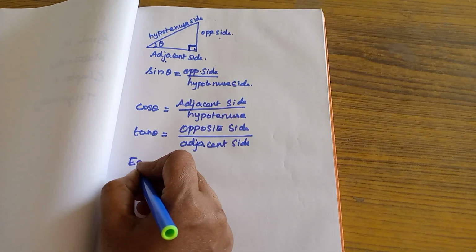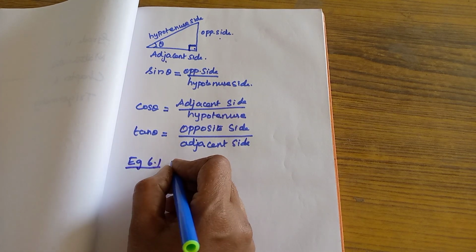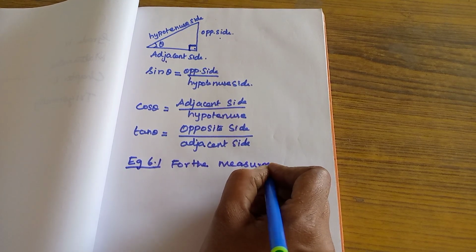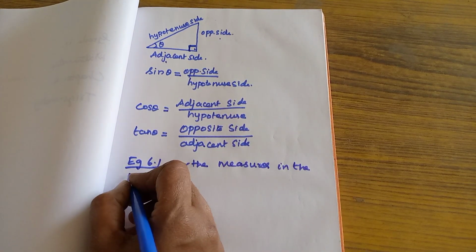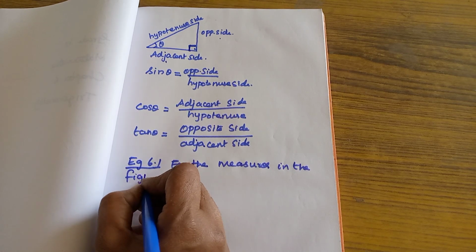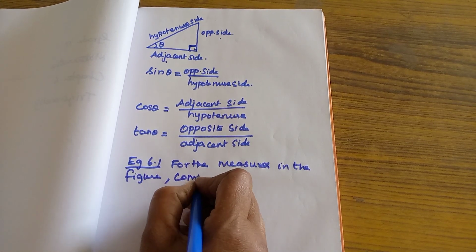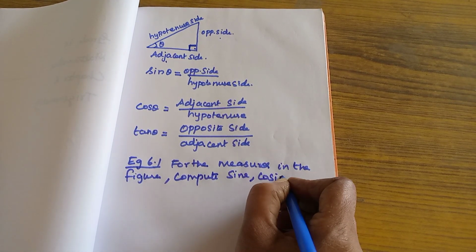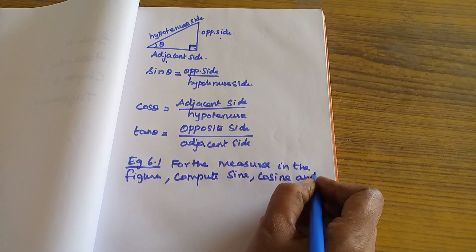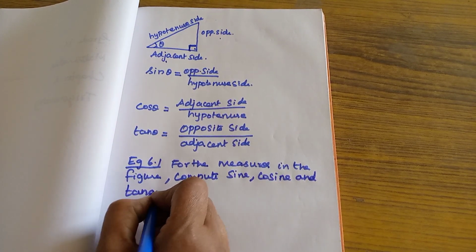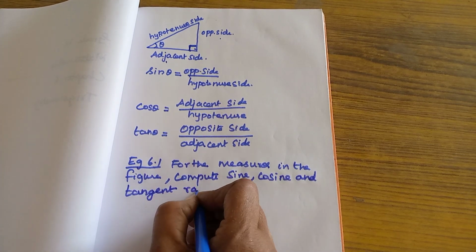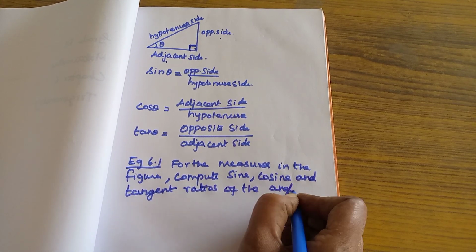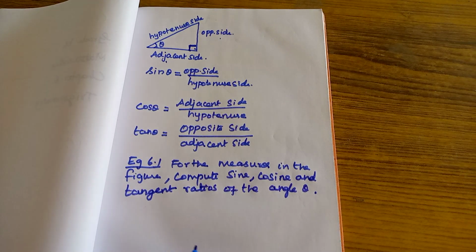In example 6.1, for the measures in the figure, compute sine, cosine, and tangent ratios of the angle theta. Cosine means cos, and tangent means tan. Okay, so the diagram is given.